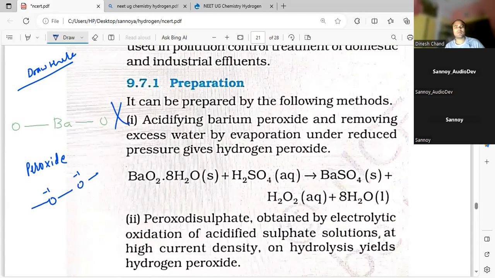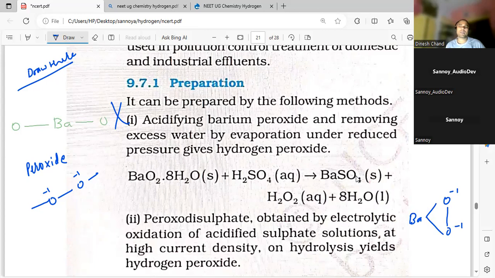Sir, if there is one barium atom and two oxygen atoms, how can we do the linkage? That is what the structure is. Ba, and here is O-O, so an O-O bond is there. So this is -1, this is -1. This is the structure of barium peroxide.